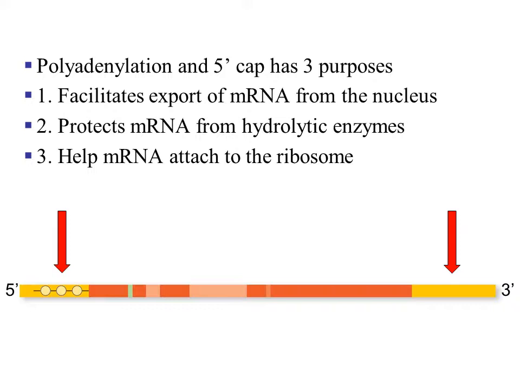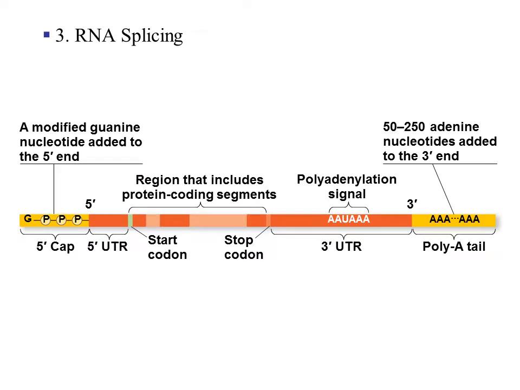That's number two. Number one, they also help facilitate the export of mRNA out of the nucleus. And thirdly, they're going to help mRNA attach to the ribosome. The third thing that occurs to the message in reference to processing is we're going to splice the transcript. We're going to cut out unwanted segments.